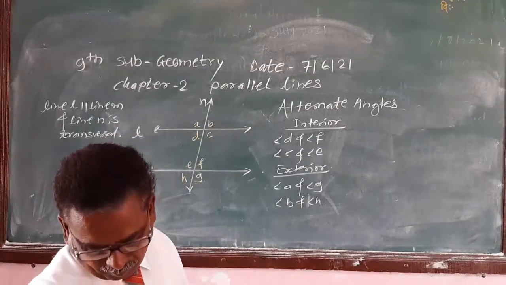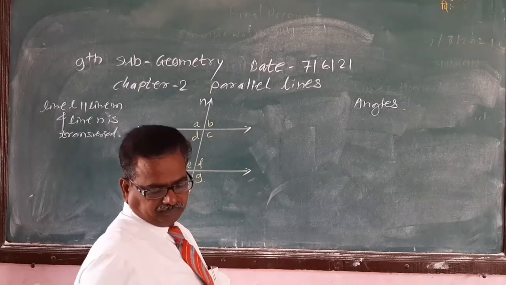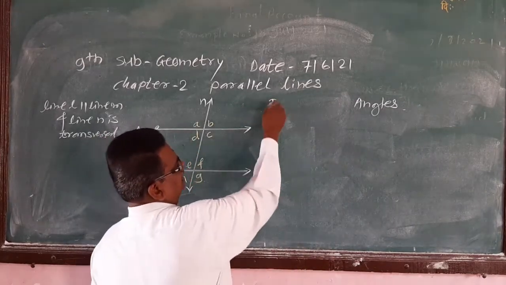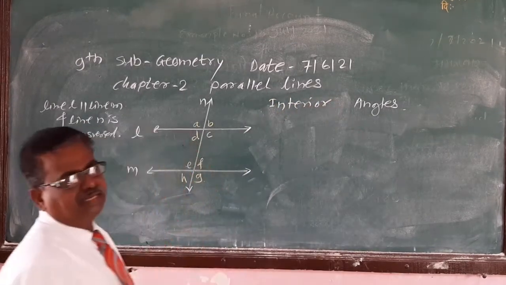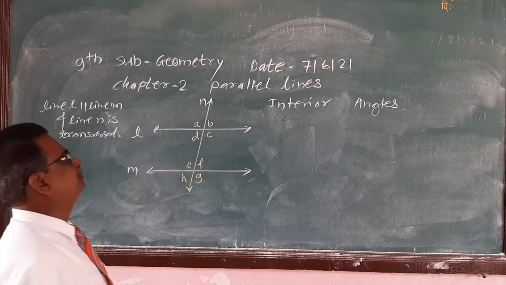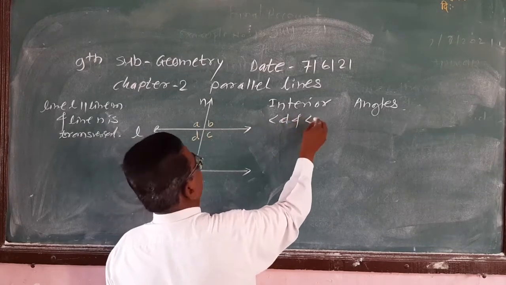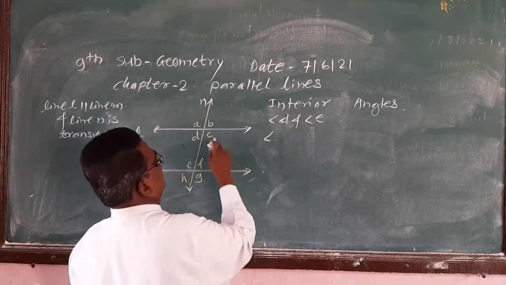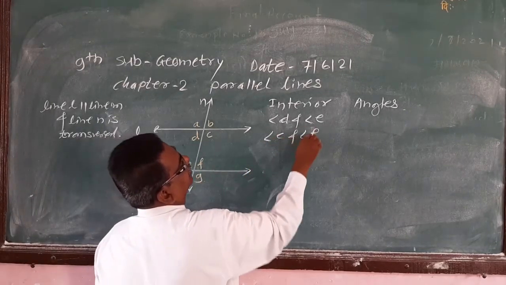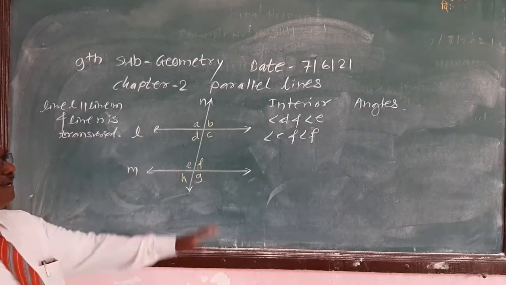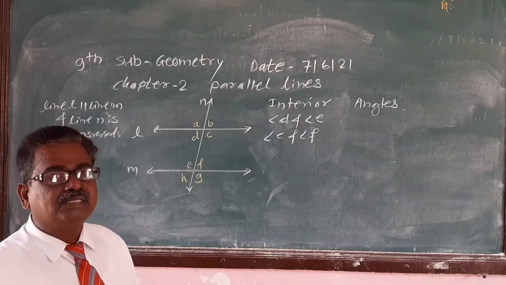Then interior angles. In Marathi we say antarkon. Interior angles, one side of the transversal: angle D and angle E, first pair, second pair angle C and angle F. Sum of the interior angles is 180 degrees, means they are supplementary.